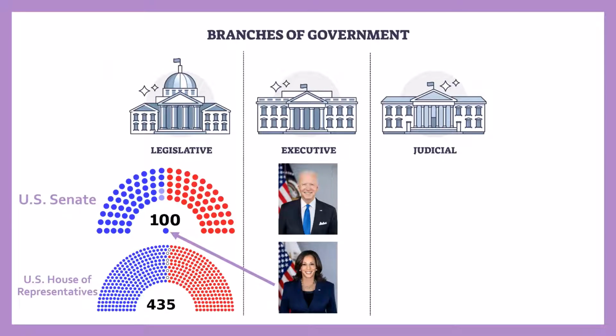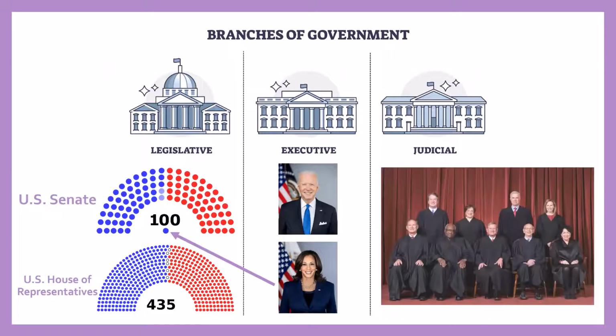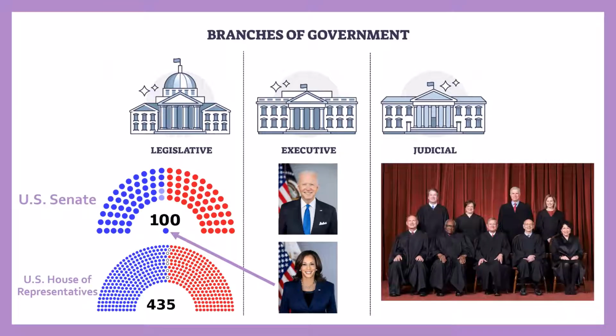Remember that a unified government does not mean that one party has absolute control. The judicial branch of the federal government, the U.S. Supreme Court, currently has a conservative majority, meaning that 6 of the 9 justices were appointed by Republican presidents and 3 were appointed by Democrats.